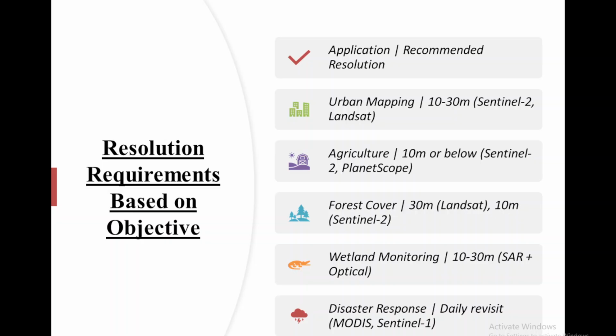Now, what are the requirements if we try to relate these objectives to the kind of satellite data that we have to go for? These are the requirements. Let's say we are trying to study urban mapping, at what rate urban areas are expanding, urban sprawl is ongoing.